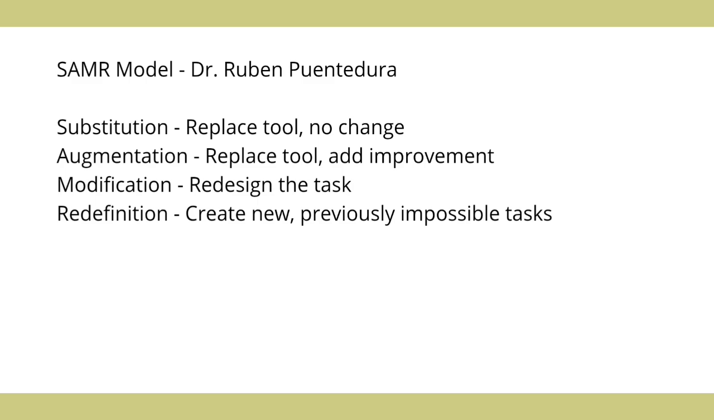Third is M as modification. In this level, the technology allows for significant task redesign and the activity will be done in a new and improved way. For example, students use Google Docs to collaborate with their peers, share ideas, and give real-time feedback on each other's work. This interaction leads to changes and improvements in the original writing task, showing that technology has transformed the way students learn and work together.